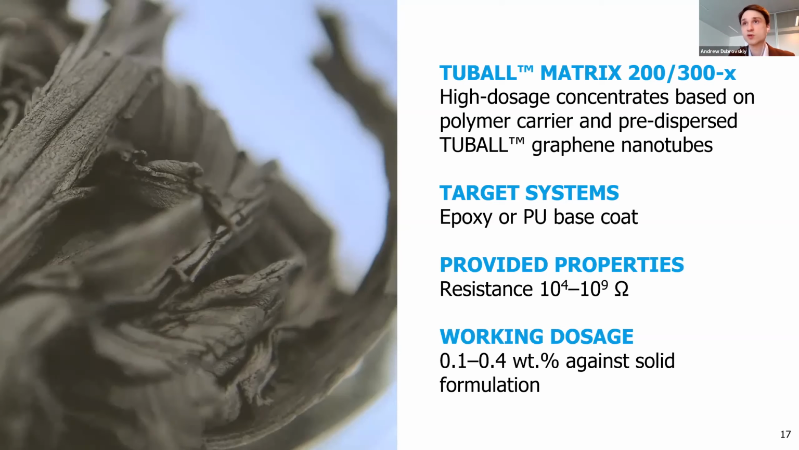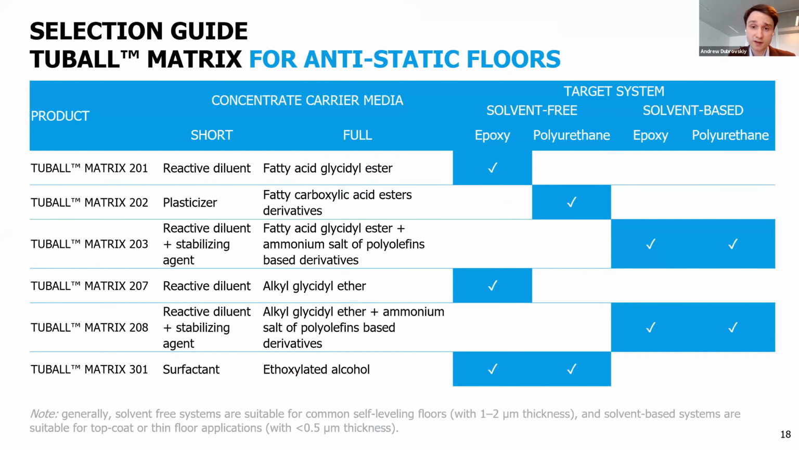It's possible to produce flooring systems with different colors. According to our experience, the most commonly used industrial color is, of course, RAL 7035, and it's very easy to achieve it with our graphene nanotubes. Also, we fully understand that today the real flooring business is very complex and tough, and there are many different formulations and flooring types available on the market.